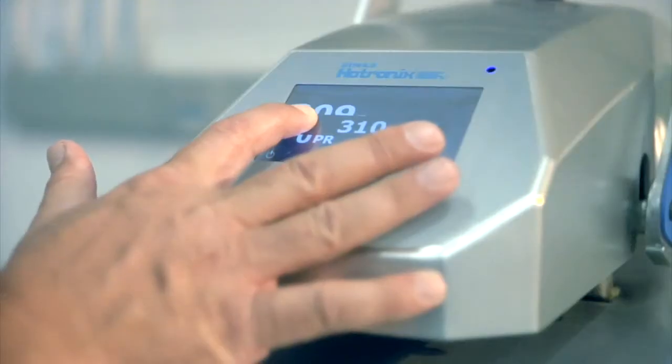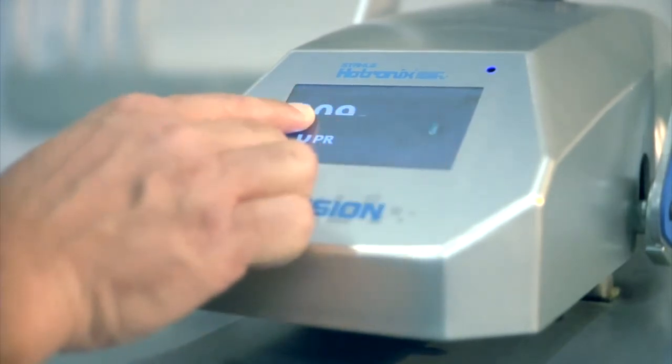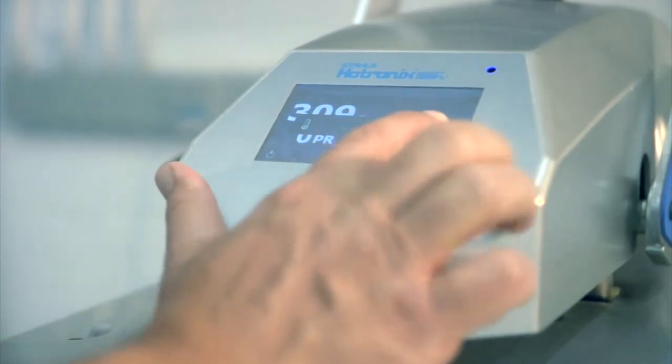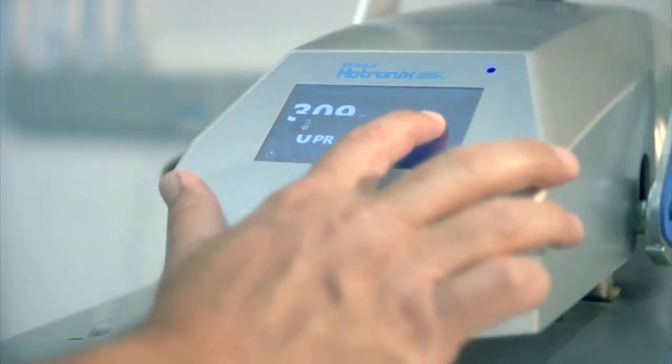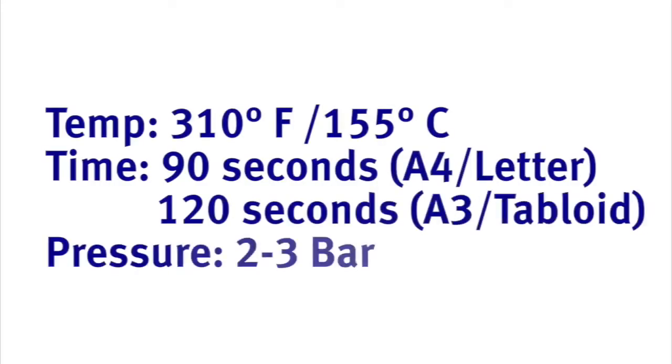Before pressing the B sheet onto the A sheet, you'll need to configure your heat press using the settings recommended for your brand of transfer media. Common settings for the A to B sheet press that work for many brands of transfer media are: temperature 310 degrees Fahrenheit or 155 degrees Celsius, time 90 seconds for A4 letter or 120 seconds for A3 or tabloid, and pressure set to 2 to 3 bar.